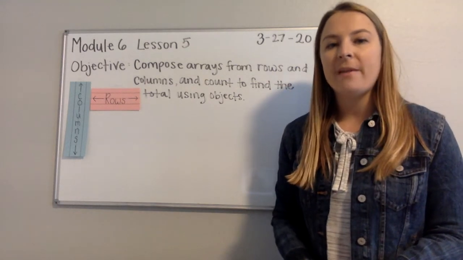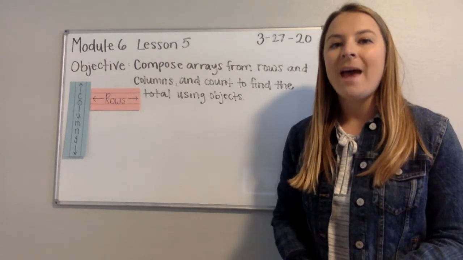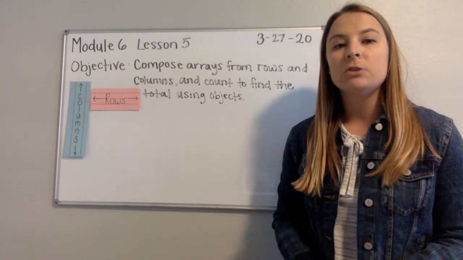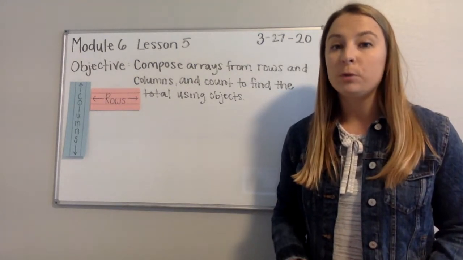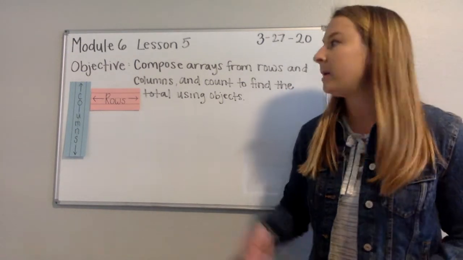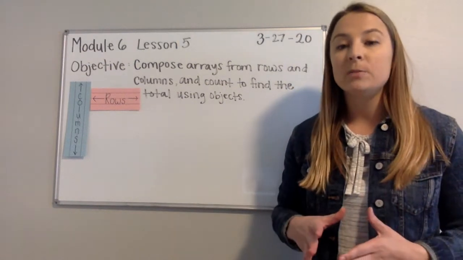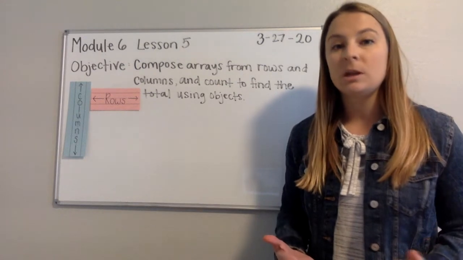Our objective for math today is to compose arrays from rows and columns and count to find the total using objects. So today we're going to introduce a new concept to build on what we've been practicing with equal groups and repeated addition sentences. The first thing I want to talk about is this word arrays. Arrays are when we create our arrangements in rows and columns instead of just groups.